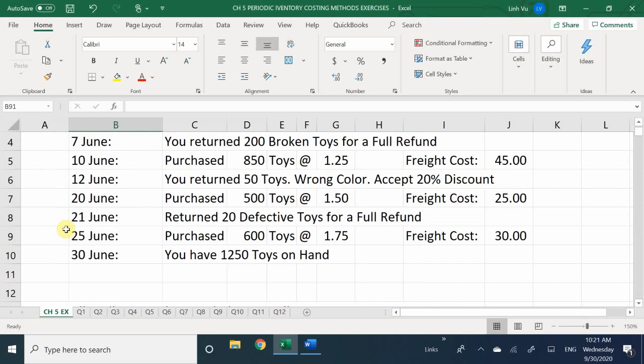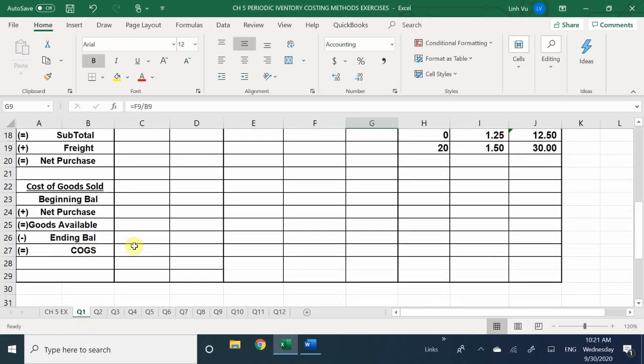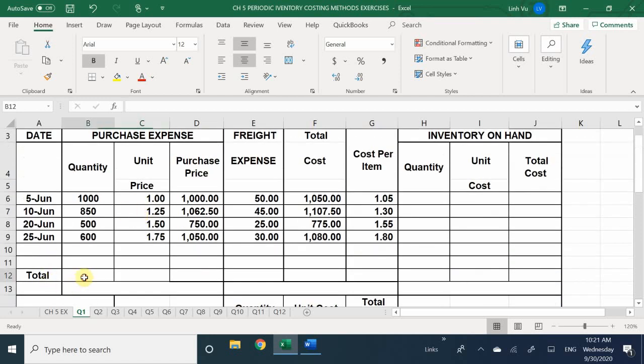And then lastly, what has happened on June 30th? On June 30th, you're given this piece of information that you have a total of 1,250 toys on hand. So that's going to indicate to me that, ding, ding, ding, my ending inventory is going to be for the total of the 1,250 toys. Now, with that being said, we reach the end of the period, and we're going to fill out the second bottom half of the worksheet. So let's total up our values in each column.